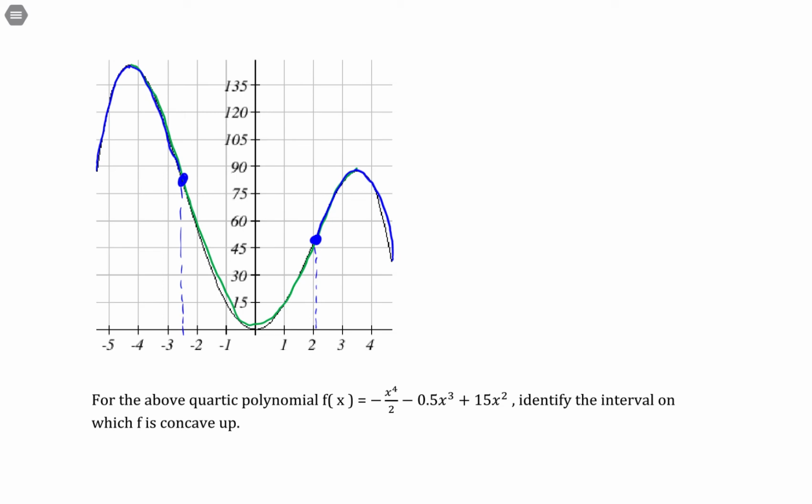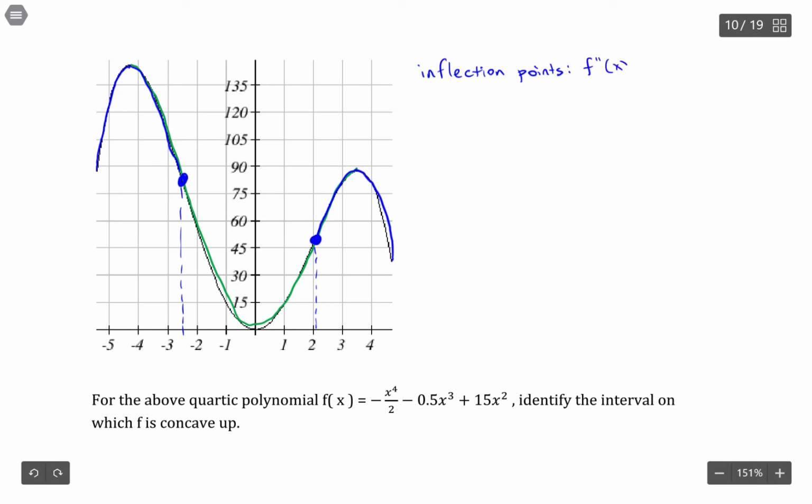So let's rely on the analytics. Well, we do know that inflection points occur whenever the second derivative is equal to 0. So let's take a look at the second derivative here.